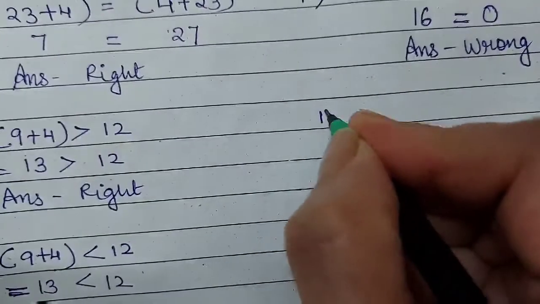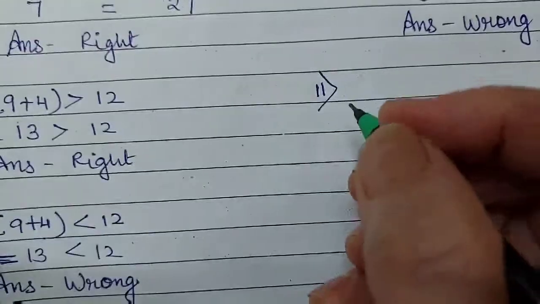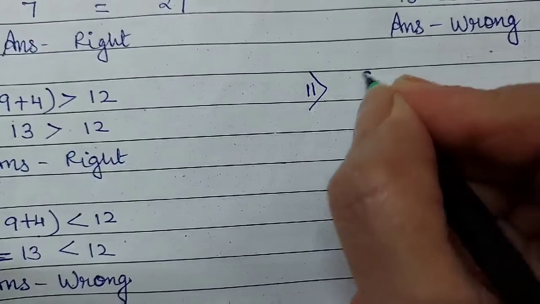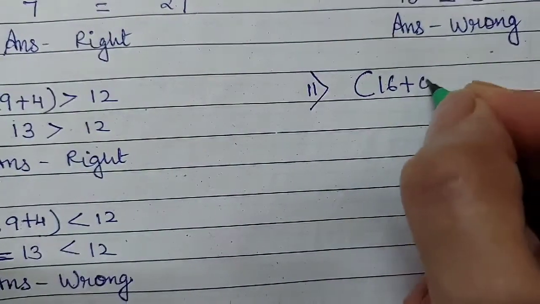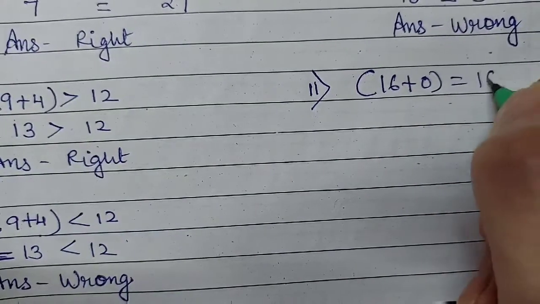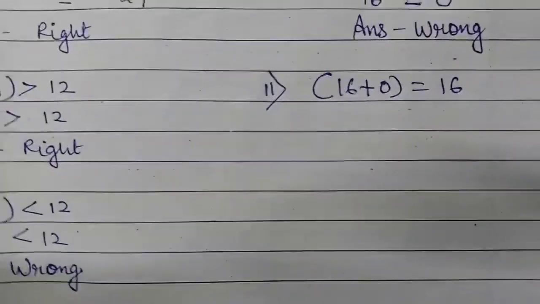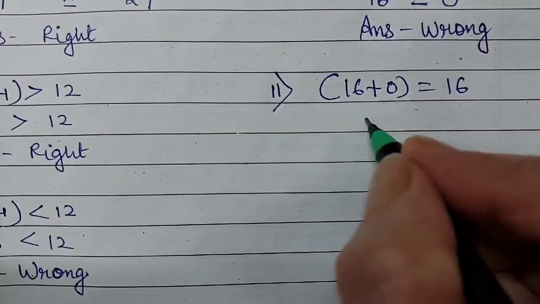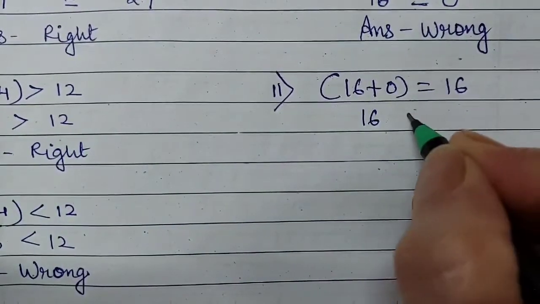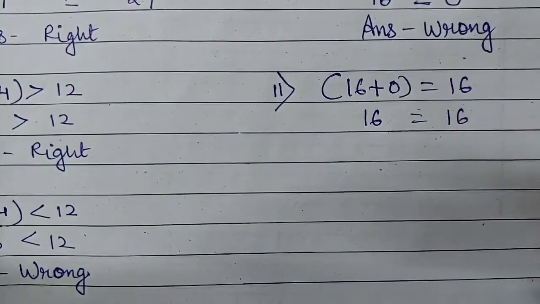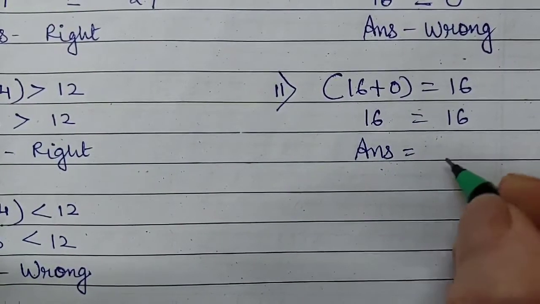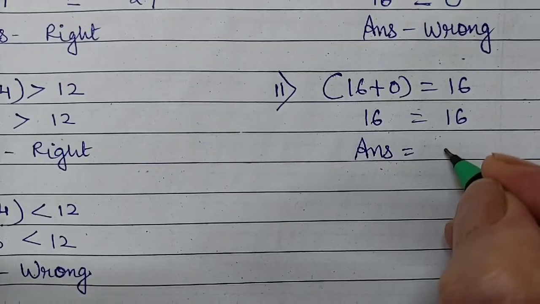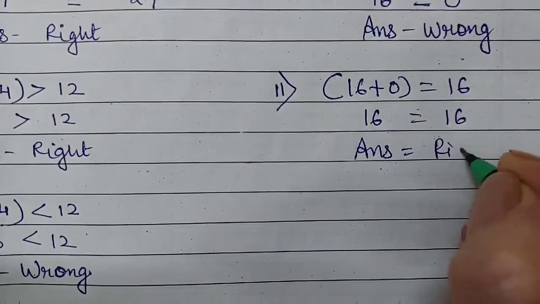Coming to the 11th question. Your 11th question is 16 plus 0 is equals to 16. Okay children. So 16 plus 0 is what? 16 is equals to 16. Correct? Again it is an equality. Is equals to, answer is what? Right.